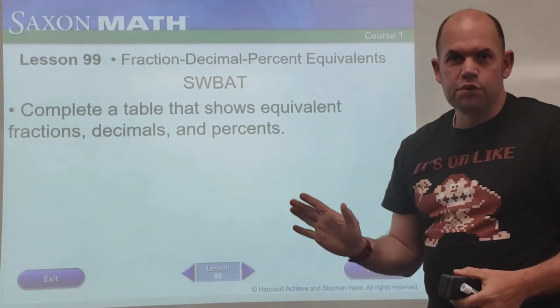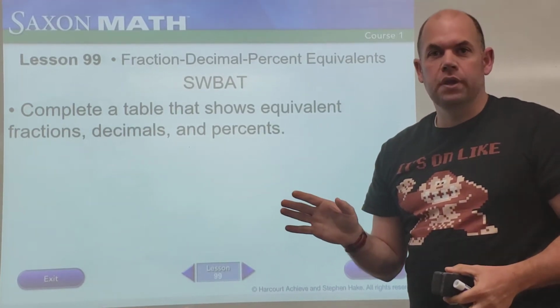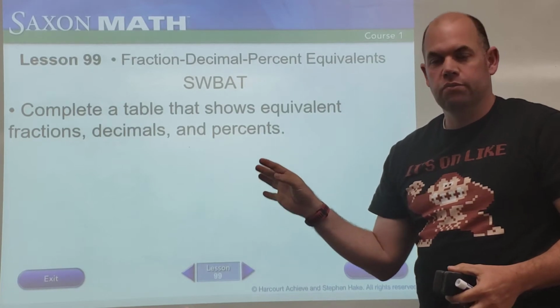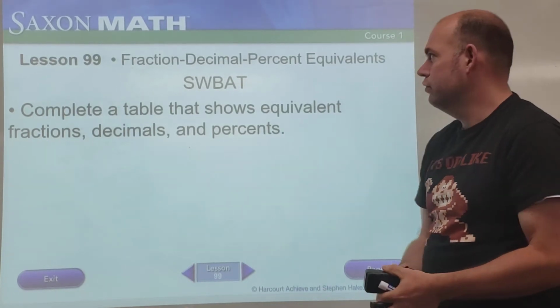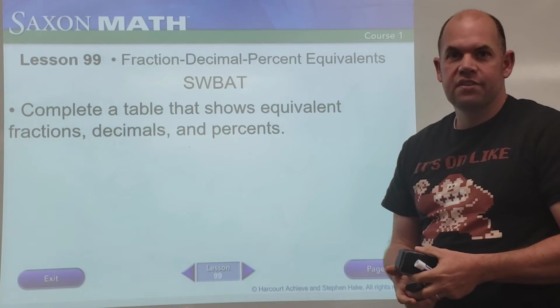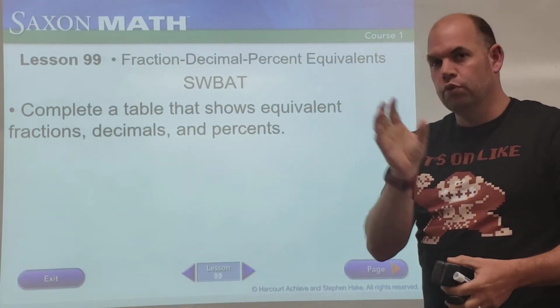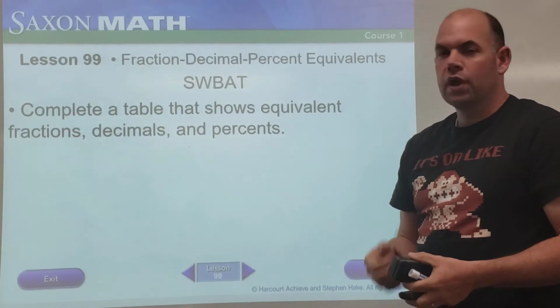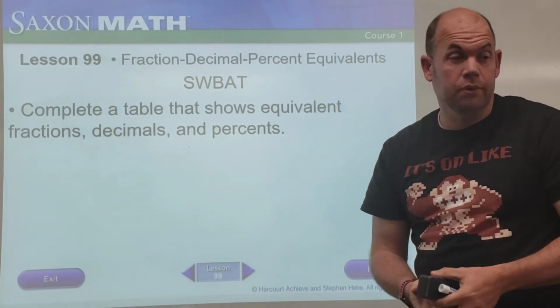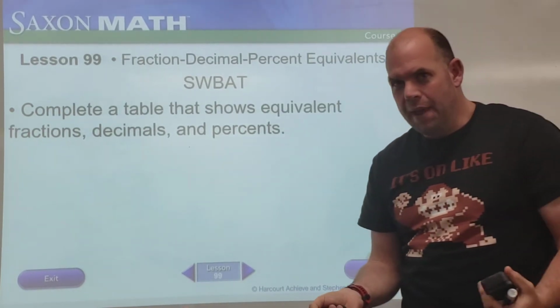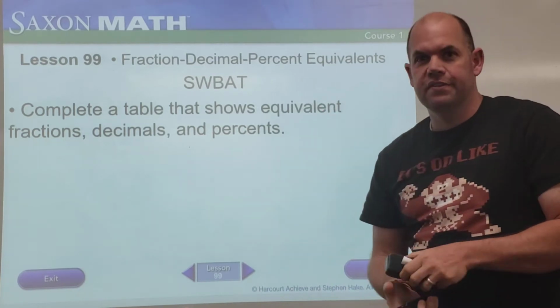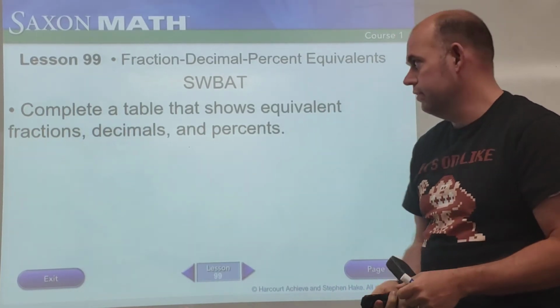Now this is a review lesson, but we're going to be doing some of these problems in a way slightly different from what we've done in the past. So all we're looking at today is our fractions, decimals, and percents, and how those can be equivalent to each other. And we're going to do that by using a table. We've done tables in the past and we've done calculations for all these things in the past. We're just putting them all together in this lesson.